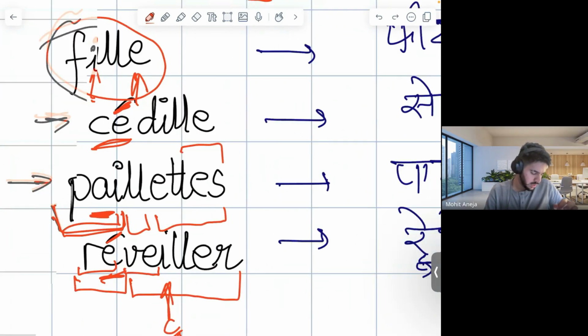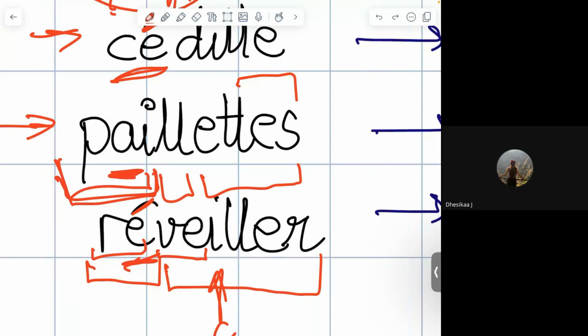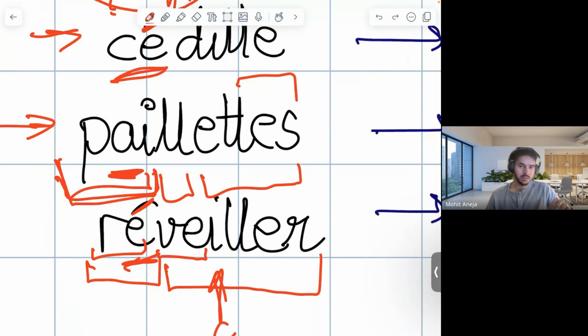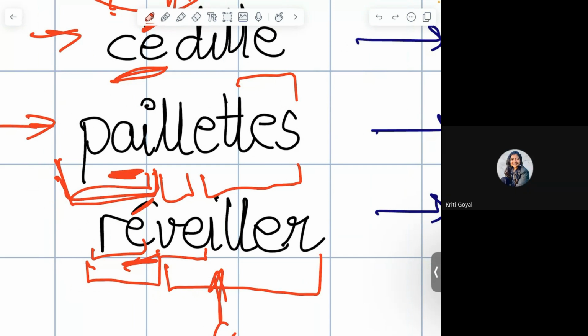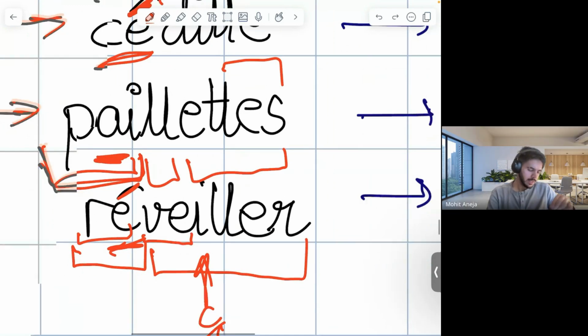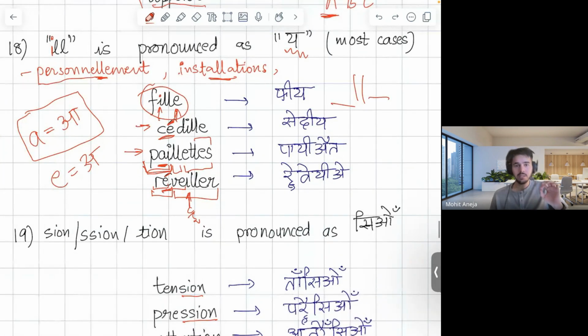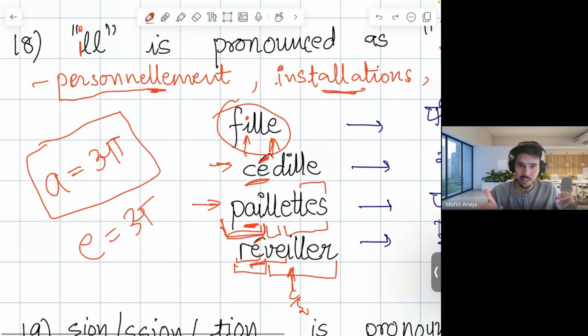Desika, can you say this word for me? Yes, thank you. That's correct. Réveiller. Very nice. Kriti, can you say this word for me again? Can you say that once again? Yes, that's correct. So what we read here was I double L, called y. Always, please don't see I double L as L. Never, ever, please.